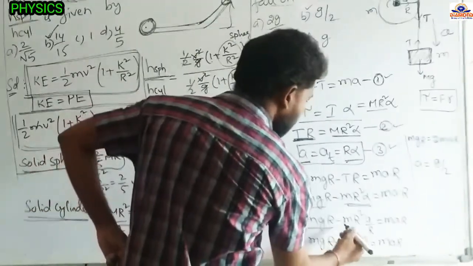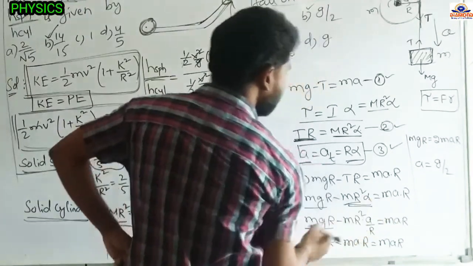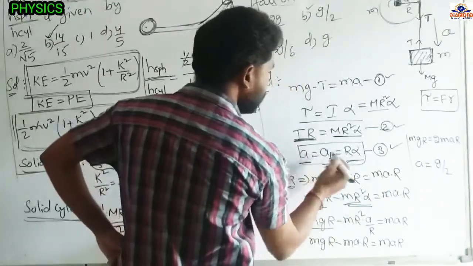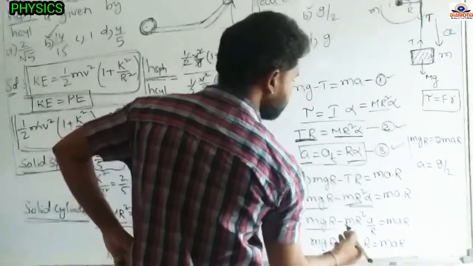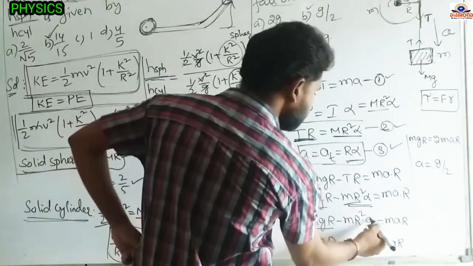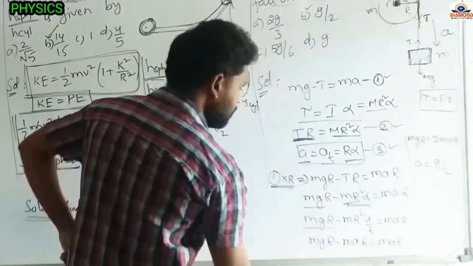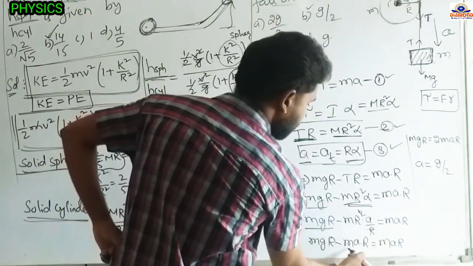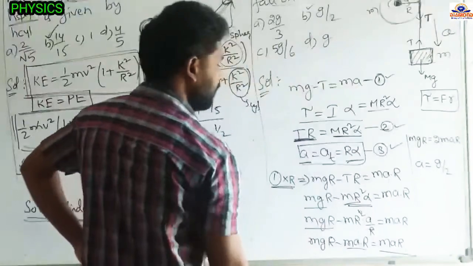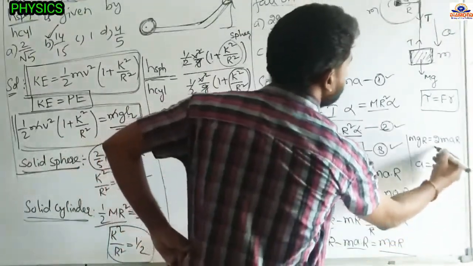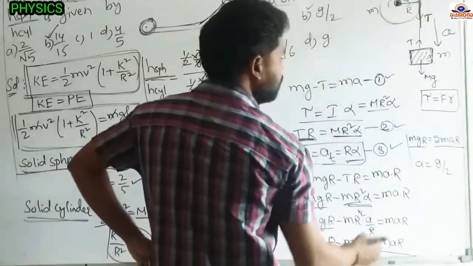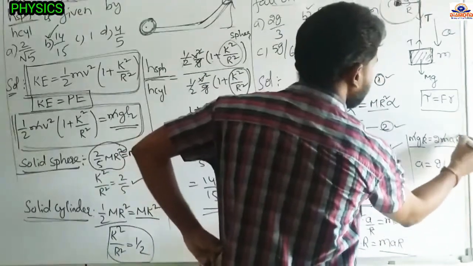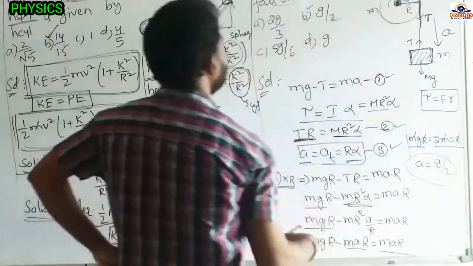Now m g into r minus m r square into alpha. In place of alpha, from the third equation a equals r alpha, so alpha equals a by r. So r square into alpha, in place of alpha a by r, equals m a into r. So mgr minus m a r, right side also we have the m a r. This m a r sent to that side becomes 2 m a r. Left side we have the m g r. So m will be cancelled, r will be cancelled, a equals g by 2 we will get.